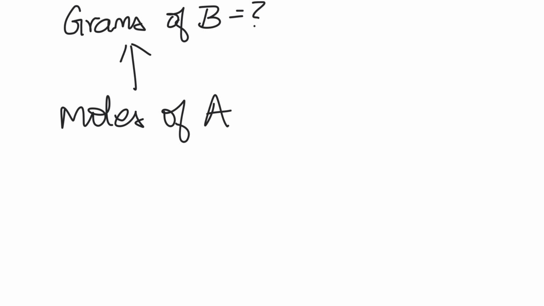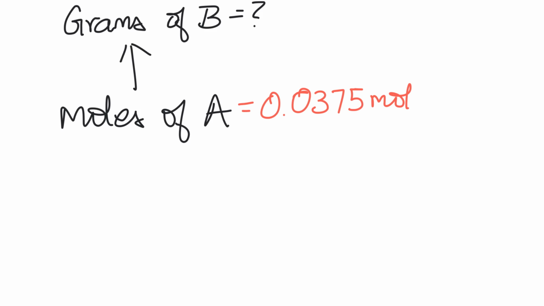So what is B and what is A? Remember, B is the name of the chemical you're looking for, and A is the name of the chemical that is given in the question. So let's go back to the question. After multiplying, the answer I got was 0.0375 moles.